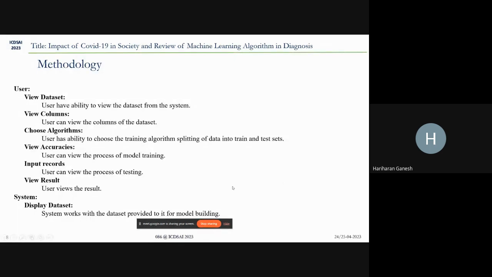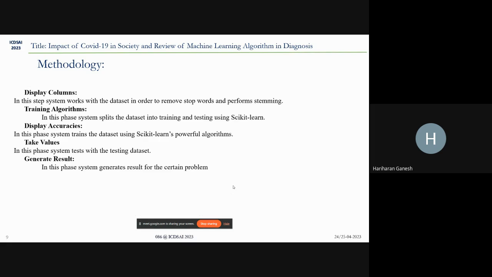And the system displays the data set. This is for the hospital authorities who are using it on a vast scale. They can also display columns, and they can use training algorithms to train the data set. They can display accuracies, and they can take values and generate the result.